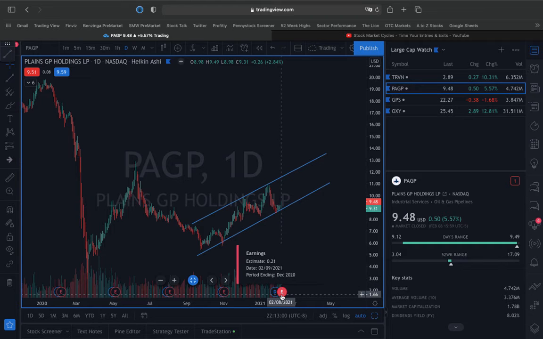Looks like here it had earnings to be reported tomorrow. So just as a caution, you don't want to be trading in and around earnings. You're much better off being reactive to what the earnings reports are. So just be mindful of that.